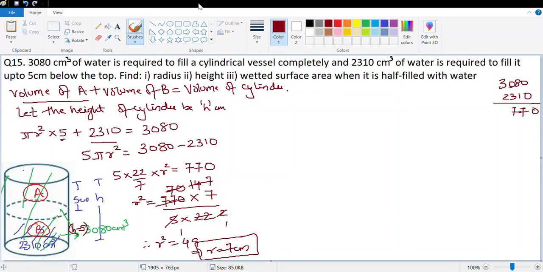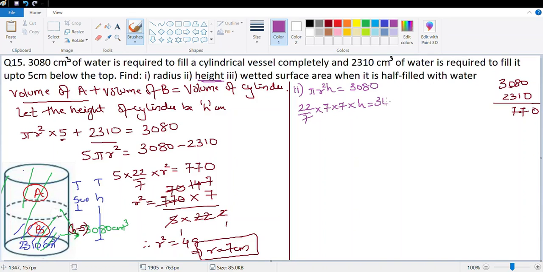So that's the first part of our question. We have calculated the radius of the cylinder. So the radius is 7 centimeter. Next, we need to calculate height. We know the full volume is given equal to pi r square h, which is equal to 3080. Let's calculate h, which is 22 by 7 into r, which is 7 into 7, r square into h, which we have to calculate, is equal to 3080.